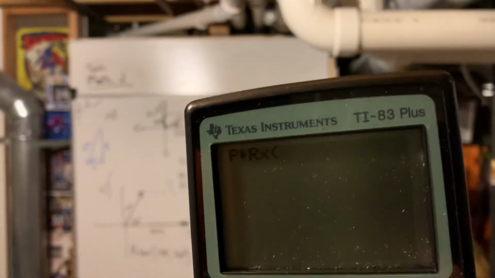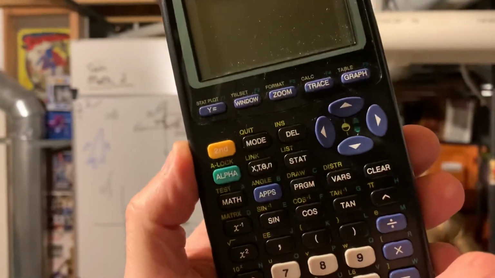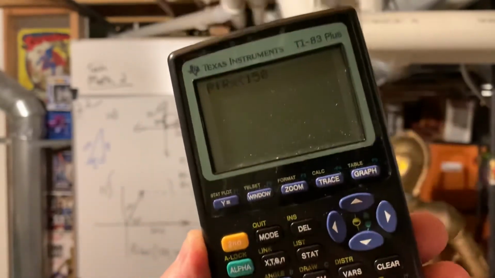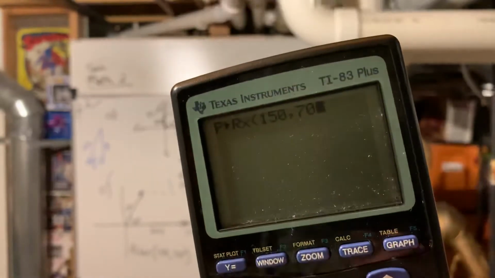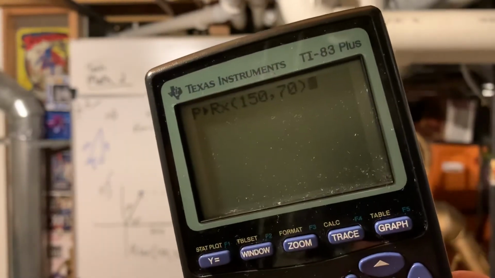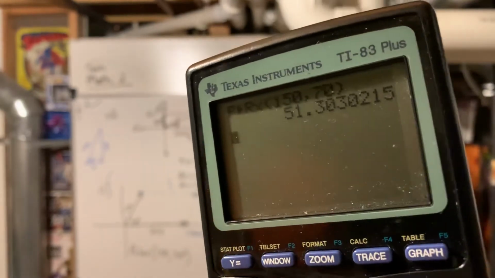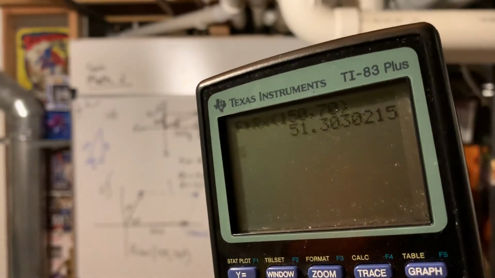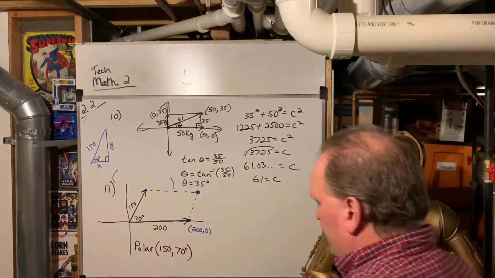So go down to number 7 and hit enter. Now it's asking for the polar coordinate. It says polar to rectangular X and it's flashing. So now you type 150 comma 70. All right. And then we hit enter. So 51.303 is the X. We'll call it 51.3.